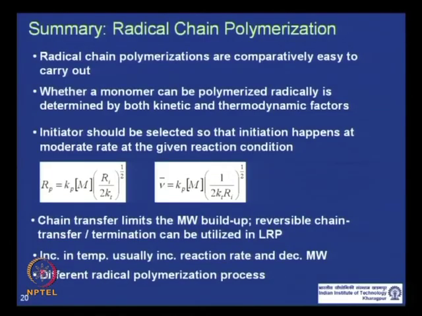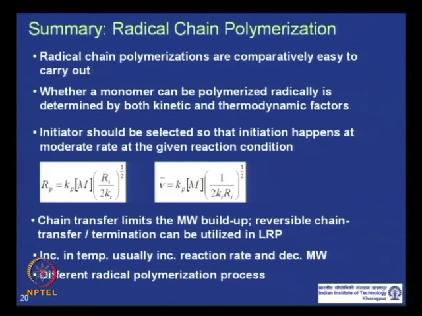So, we saw the examples of alpha methyl styrene or 1,2 disubstituted monomers like maleic anhydride, where radical polymerization becomes difficult. And that is not only the thermodynamic factor, the kinetic factor also plays a role. If the propagating radicals cannot approach a monomer, for example, in the case of 1,2 disubstituted monomers, then the polymerization becomes difficult, like maleic anhydride.